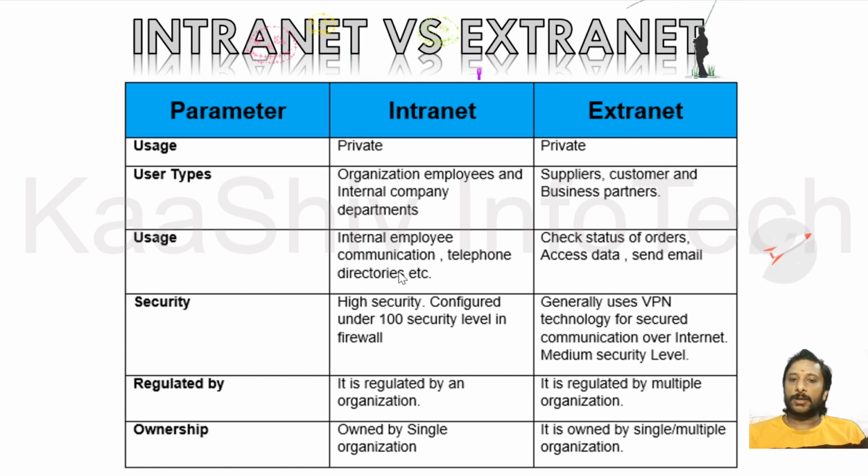Internal employee communications, telephone directories, everything. Check the status of the orders and everything here. It is highly secure, configured under 100 security level in the firewall. It generally uses VPN technology to have a secure communication with my friend. It is regulated by an organization. The extranet is regulated by myself and my friend, my other organization. The intranet is owned by a single organization, and the extranet is owned by multiple organizations. So that is the difference between the intranet and the extranet.